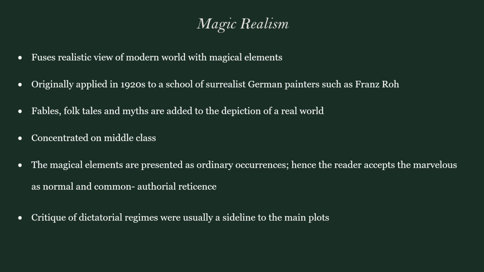As I told you, it began with surrealist German painters, but later it got expanded to the prose fiction of writers like Borges in Argentina, then Marquez in Colombia, Günter Grass in Germany, Italo Calvino in Italy, etc. So magical realism, as a movement, as a technique, was used by writers throughout the world.